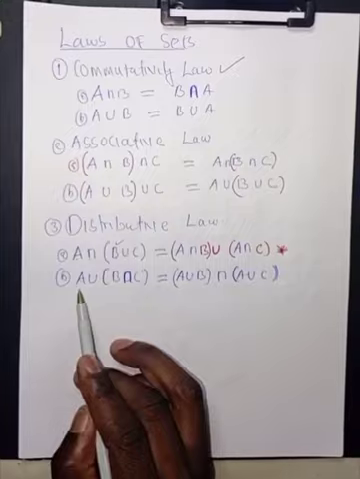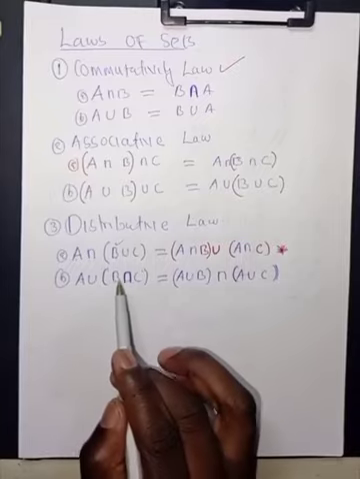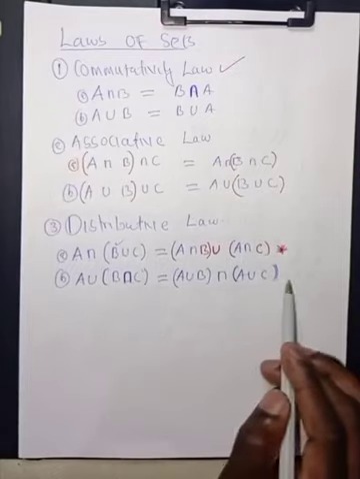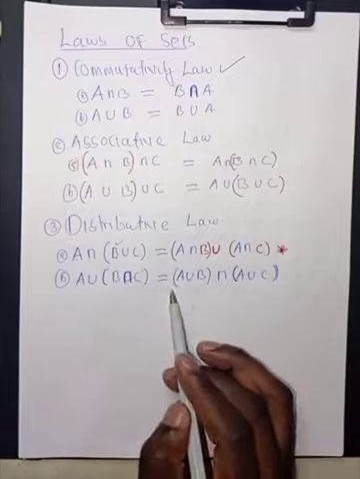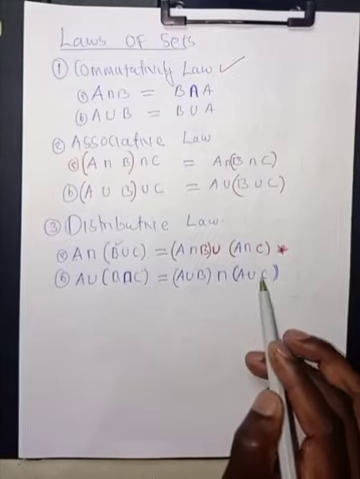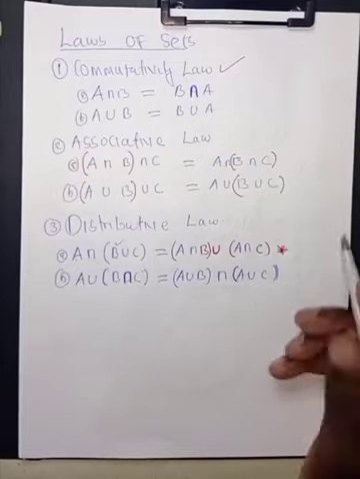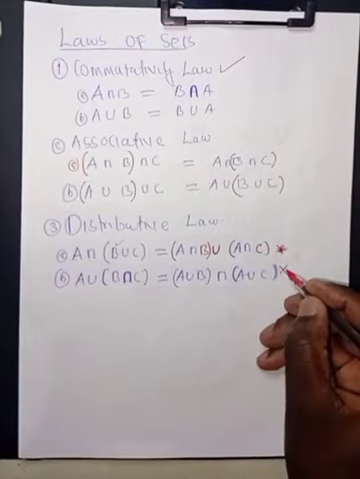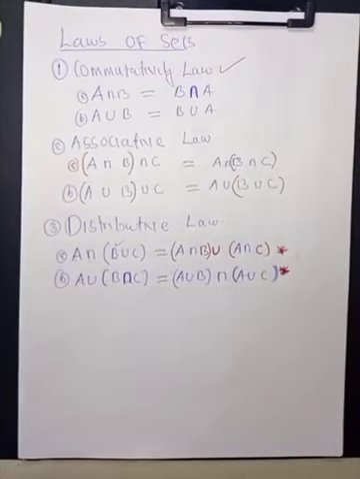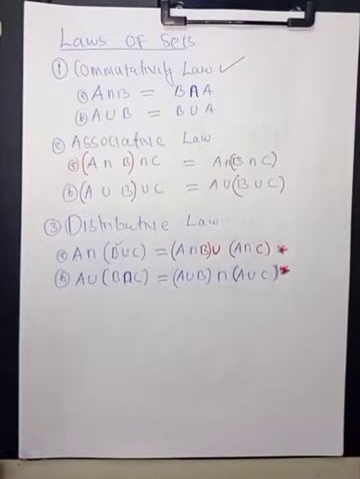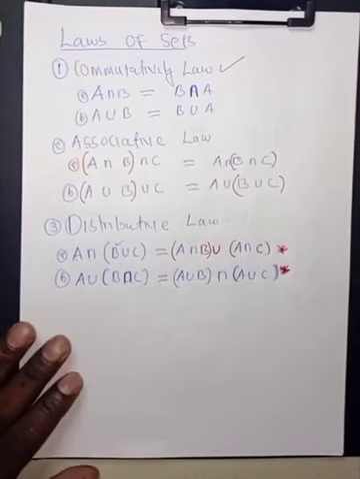Then the other one for union is A union B intersection C, meaning this will be equal to A union B in brackets, then intersection A union C in brackets. So this is very, very important. Never should you try to forget the distributive law of sets.